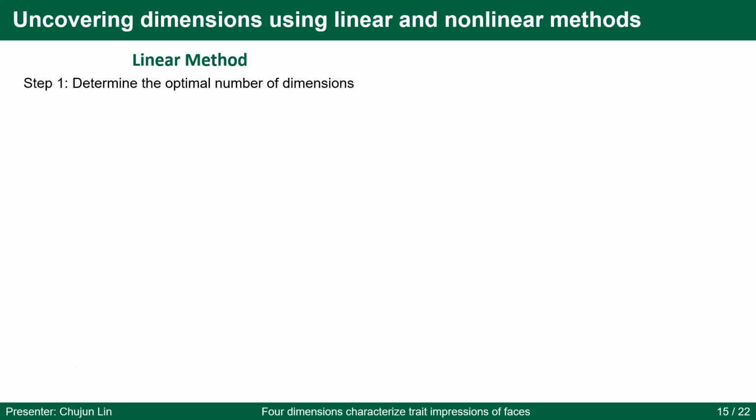We first determine how many dimensions most efficiently capture the variance in the data. There's not a single method regarded the best for this estimation. Therefore, we applied 5 different methods, and 4 of them converge on a 4-dimension solution. We use EFA and PCA to extract 4 dimensions.